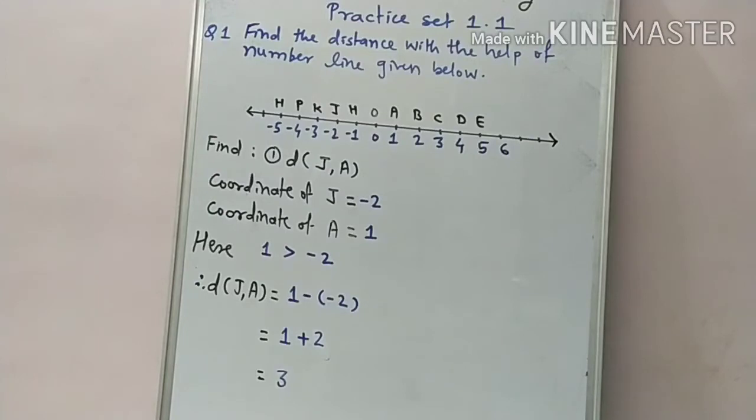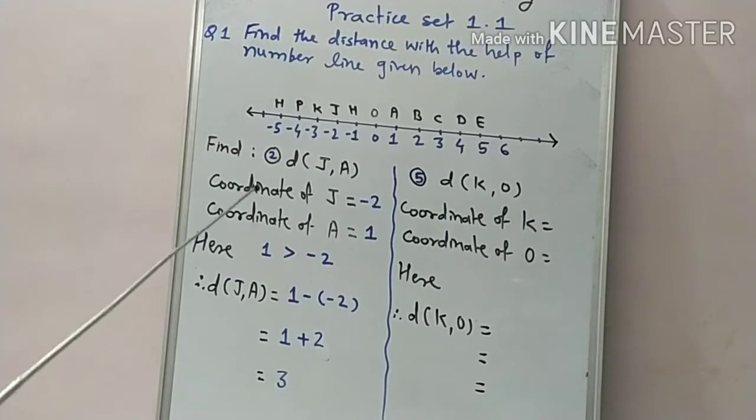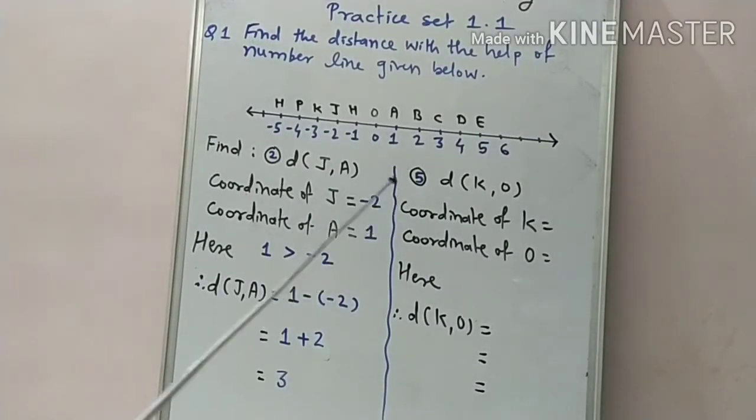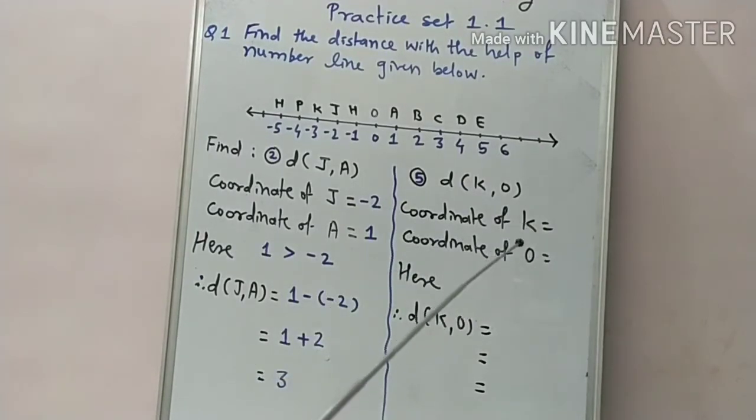Okay students, so we try the next one. Now we try the fifth part of the first question: find the distance between K and O. It is similar to what we solved previously. First we write down both coordinates of the given 2 points K and O. We compare the coordinates like this, and we subtract the smaller coordinate from the greater one. So do it students and give me the correct answer, the distance between the 2 points K and O.